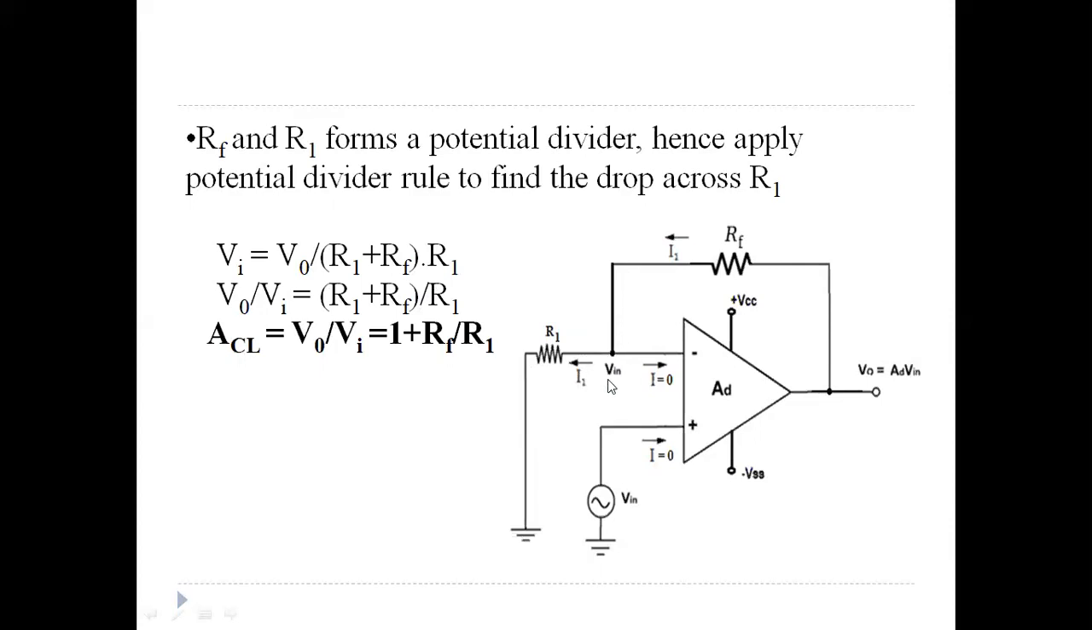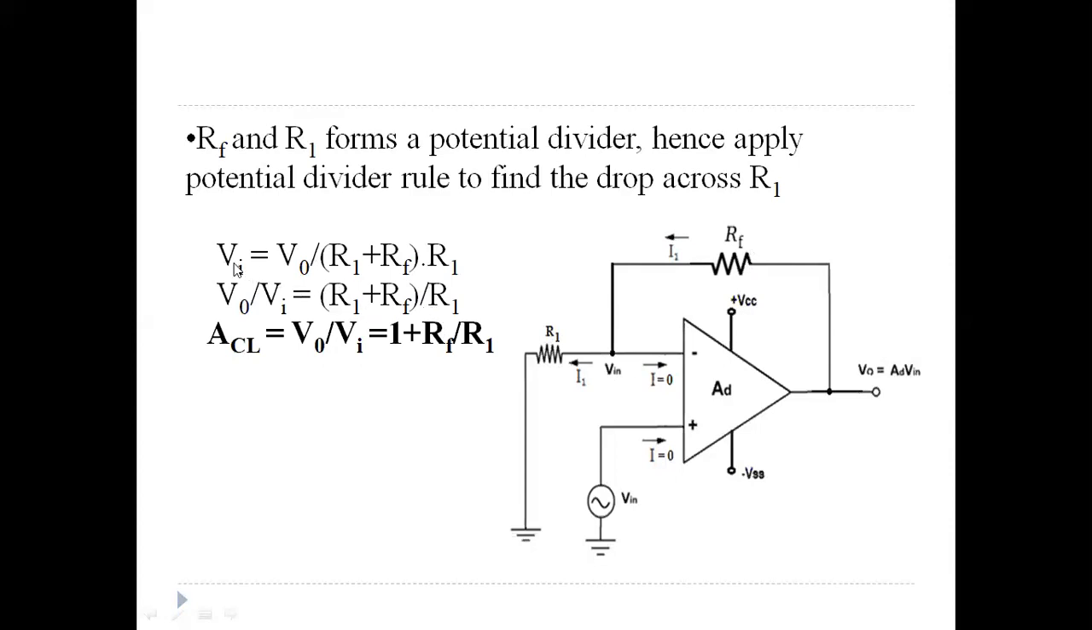According to the voltage divider rule, the middle voltage Vn is equal to the initial voltage, that is V naught, times the opposite resistance R1 divided by the total resistance R1 plus Rf. So Vn or Vi is equal to V naught times R1 by R1 plus Rf. If you substitute that equation, then we can get V naught by Vi is equal to R1 plus Rf by R1.